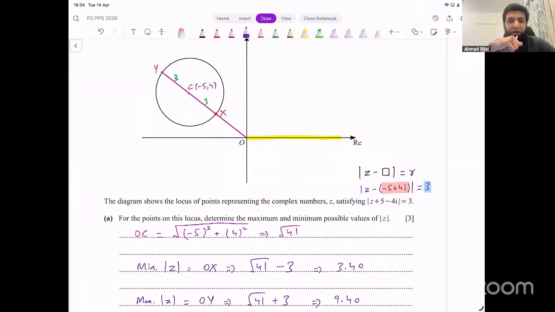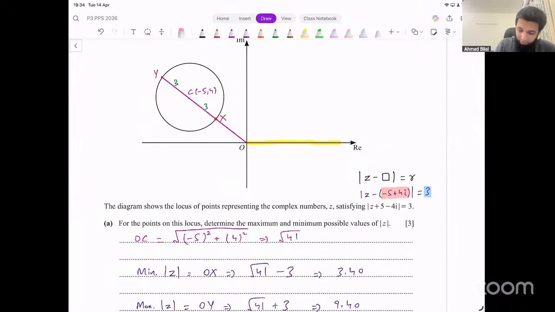Where is the least value of argument going to be? Now, this is 0 angle. We can keep going on. Where is the first time we touch the circumference? This point here. This is where the argument is going to be least.